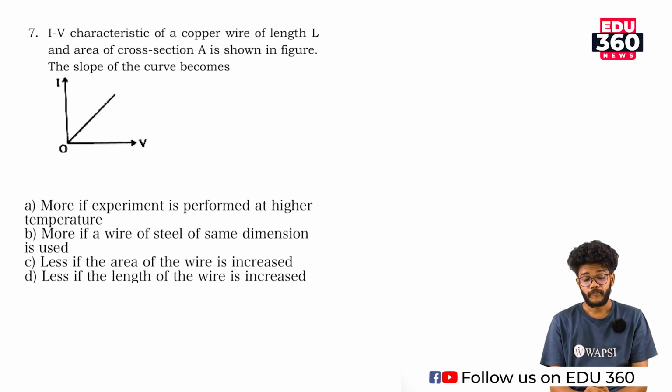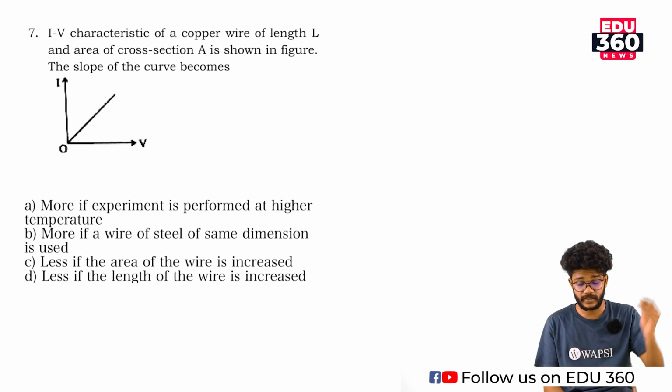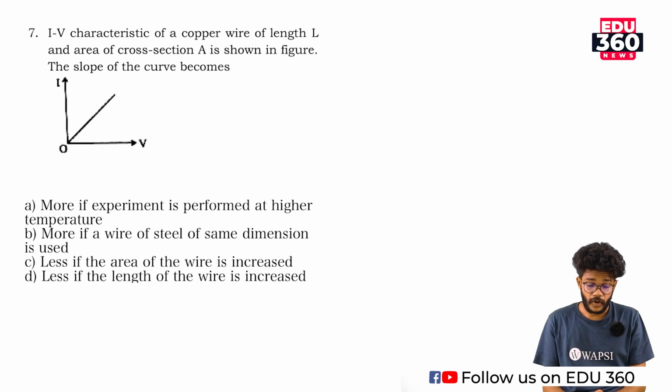The seventh question is: the IV characteristics of a copper wire of length L and area of cross section A is shown in the figure. The slope of the curve becomes... they are focusing on the change in slope. You don't know what slope is here, so we have to derive what the slope is in this graph. Options: more, that means increasing, if we perform the experiment at high temperature, that means when we increase the temperature, it will increase. Option B, more if a wire of steel of the same dimension is used.